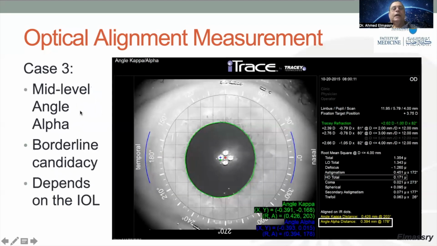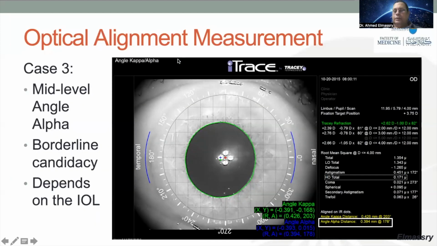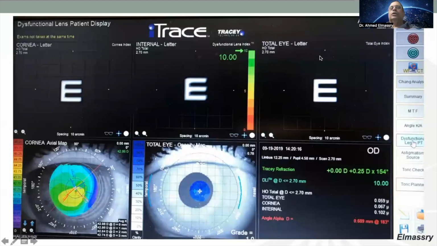And the third case is an in-between case, showing in a yellow color that the angle alpha is a mid-distance in between. It coincides with the visual axis, the optical axis, and the central part of the cornea relatively. So this patient can do trifocal IOL, and you have to take care in the refractive surgery. This is the picture that we see for the eye tracing machine, showing the total eye letter. This is what the patient actually sees.